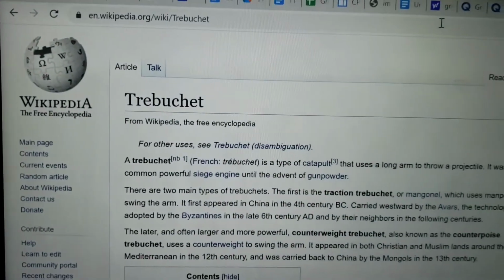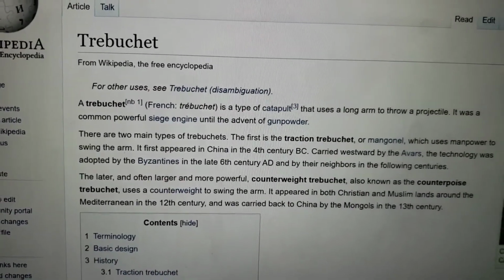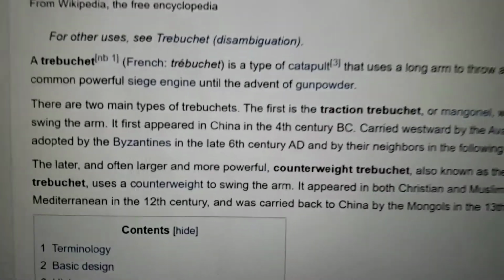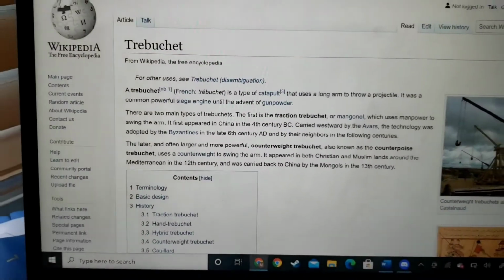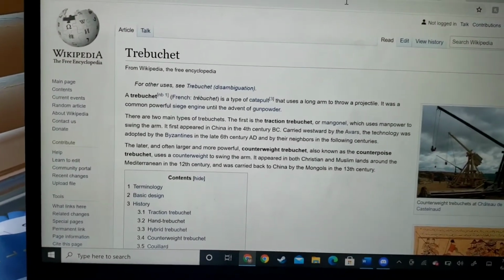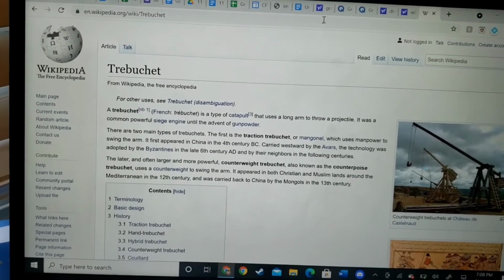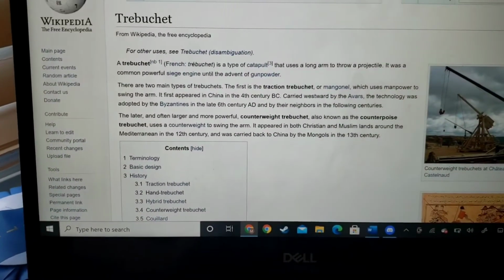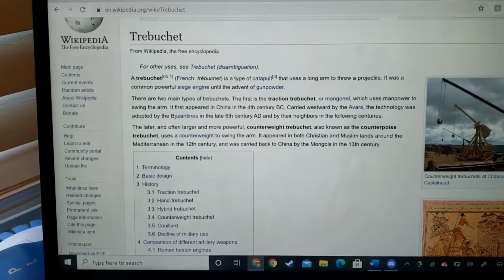Wikipedia. The trebuchet. A trebuchet, French. Don't be fooled. It wasn't invented in France. It was actually invented in China in the 4th century. So at about 350, it was invented. But it didn't even come to France or Europe until the 12th century. In France, it came at 1199. So why is it called the trebuchet?